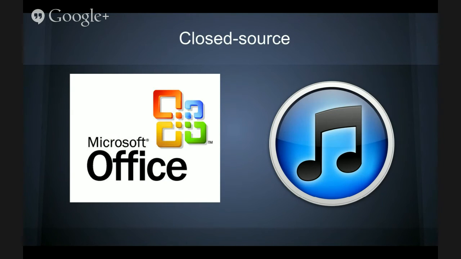Microsoft Office and iTunes are examples of two programs that are closed source. When you use software like Microsoft Office or iTunes, you have to agree to the terms in a license agreement that usually states that you can't give away copies of the software or in any way modify it in a way not intended by the developer.